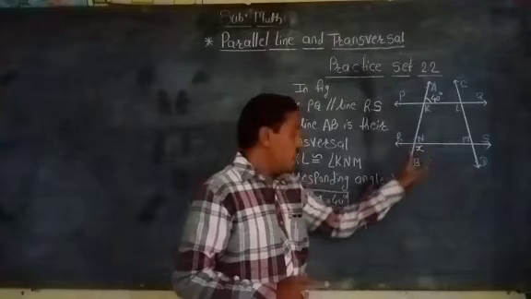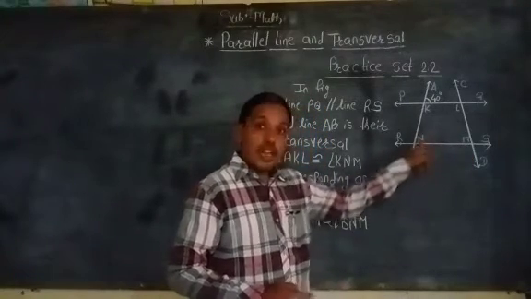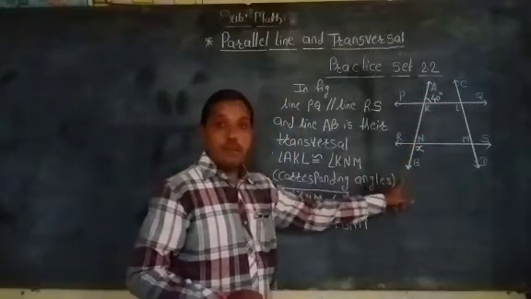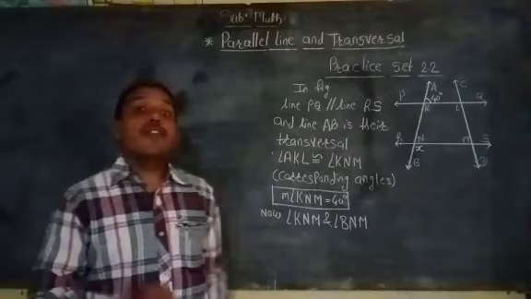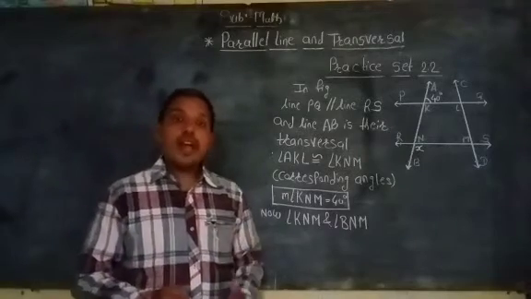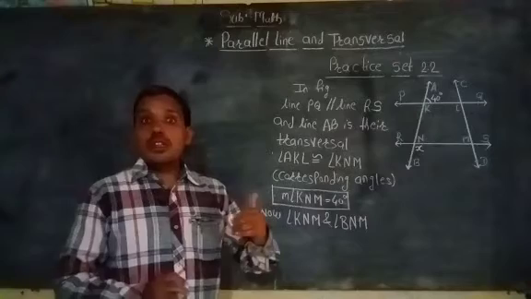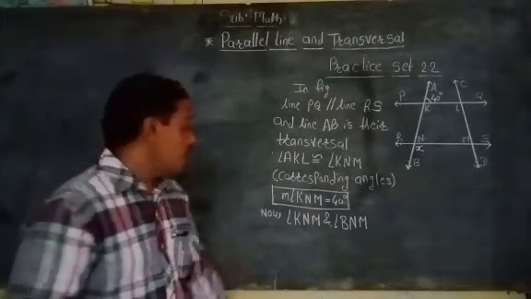KNM, that angle, and BNM, that angle. These are the neighboring angles, and these neighboring angles are made on the line AB, and that is why we have called them a linear pair. We know the linear pair angles are also supplementary to each other. That means the sum of the measures of the two angles is also 180 degrees.